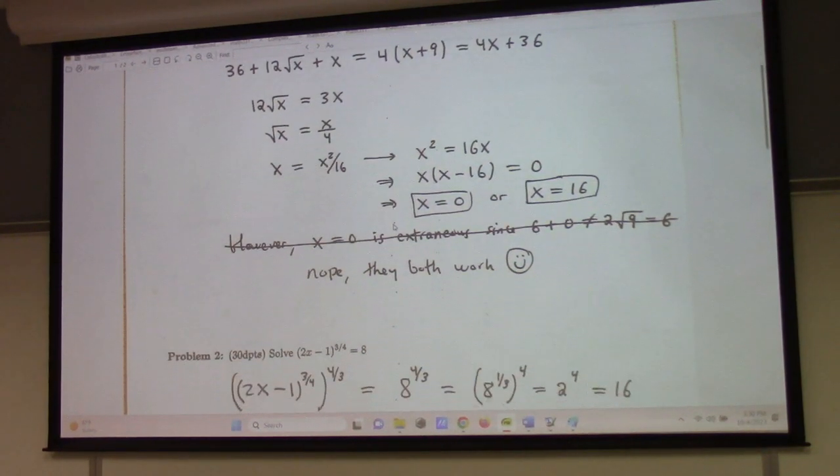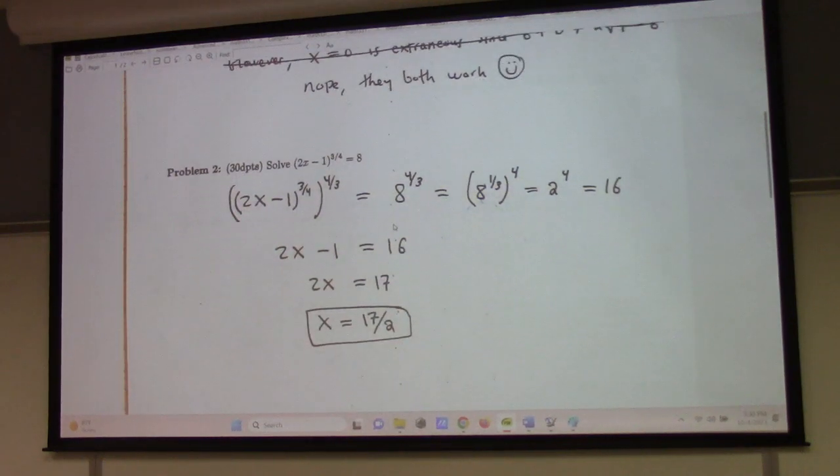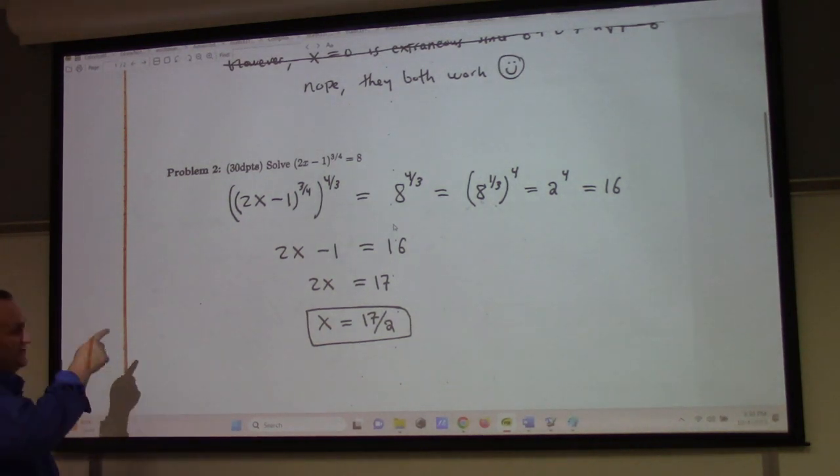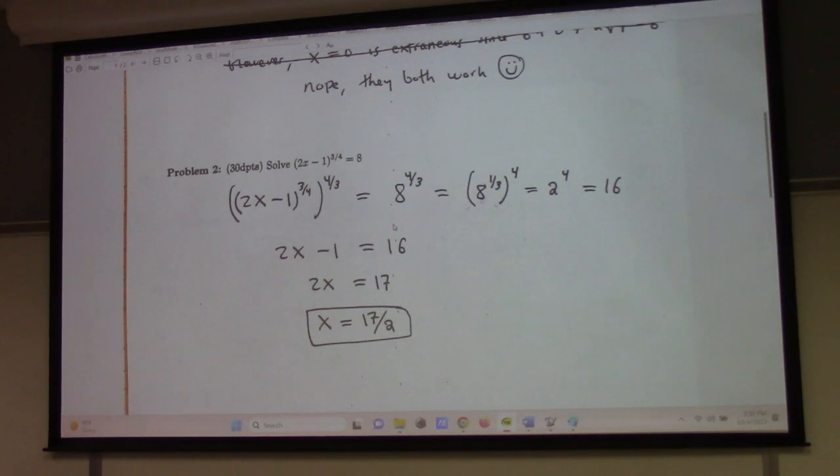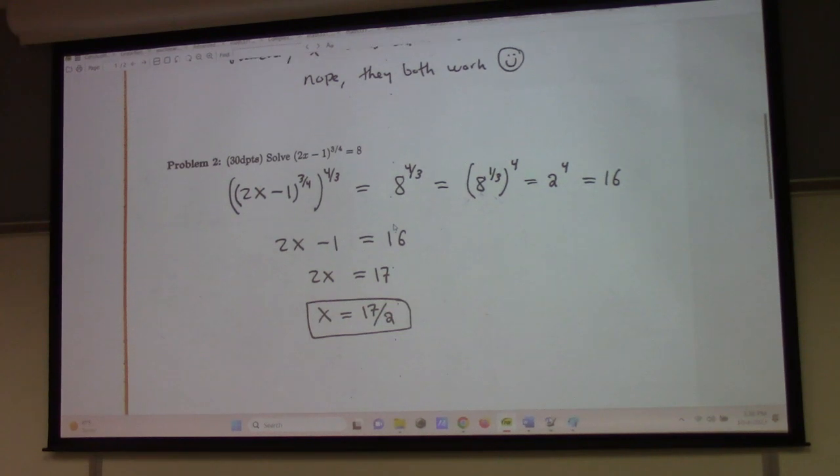Okay, so problem 2. The natural enemy of the 3/4 power is the 4/3 power. And 8 to the 4/3, it turns out, is 16. So you get 2x minus 1 equal to 16, which gives you 2x equal to 17, which gives you 17 over 2. Now, I've posted a blank copy of this quiz as well as the solution in Canvas. So if you're not tracking this exactly, don't worry. It's in Canvas to look at later too, okay?